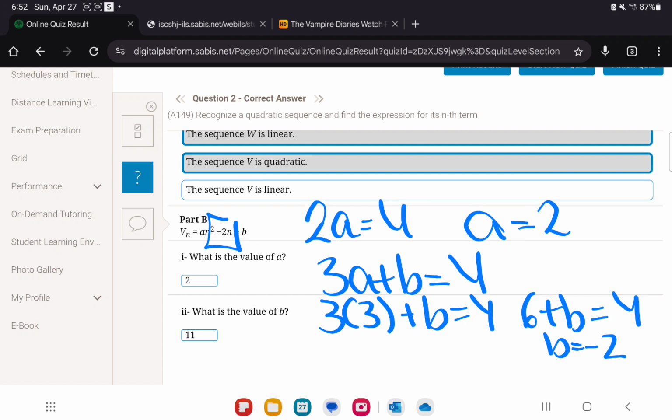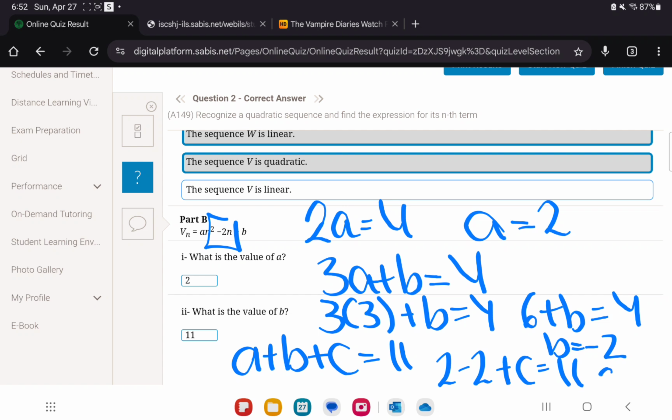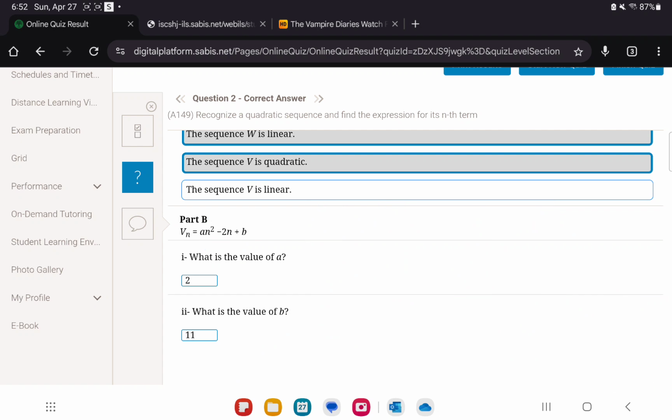Now, for the last one, it's A plus B plus C equals 11, and A is 2, so 2 minus 2 plus C equals 11. That means C is also equal to 11. And here they're asking for A and B, which is like the place of C, so it's C. So our answers are 2 and 11.